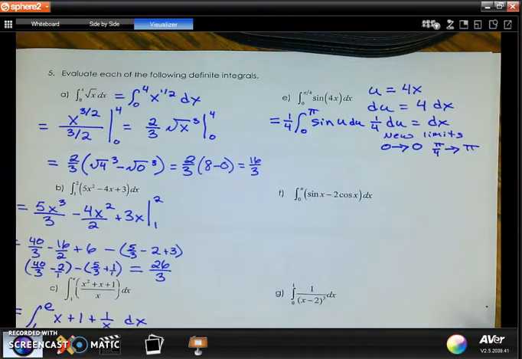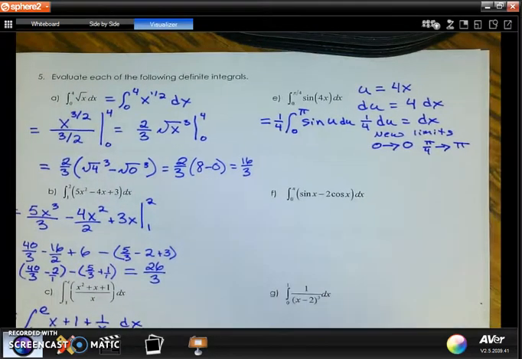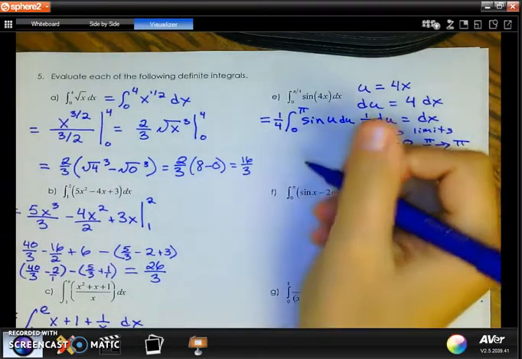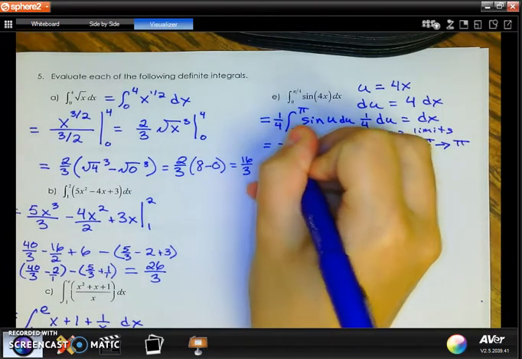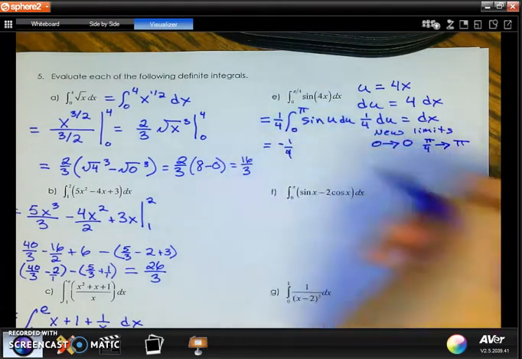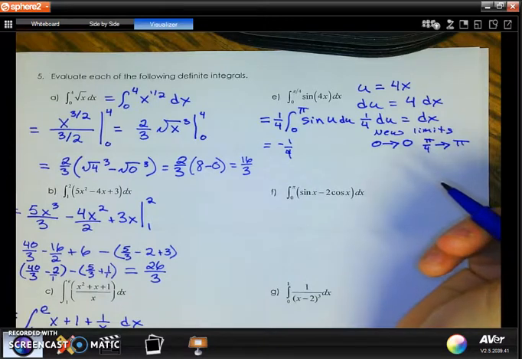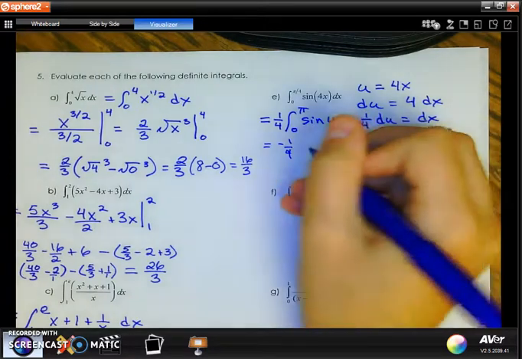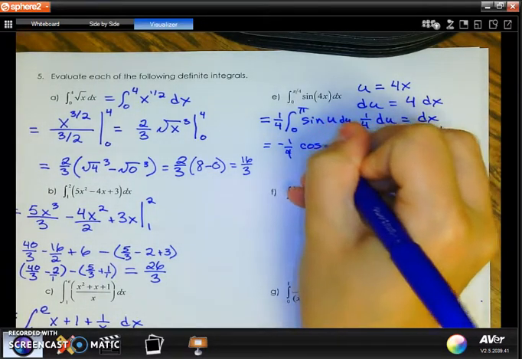Using our trig chart, where you want to go up from sine to take the integral, sine's already at the top of the chart, so it's going to be negative cosine. I'm going to float my negative out front because that is a constant. So you have negative 1/4 cosine u.